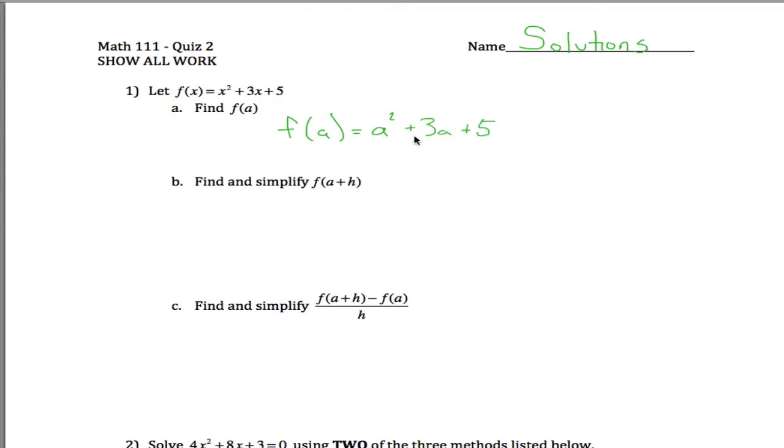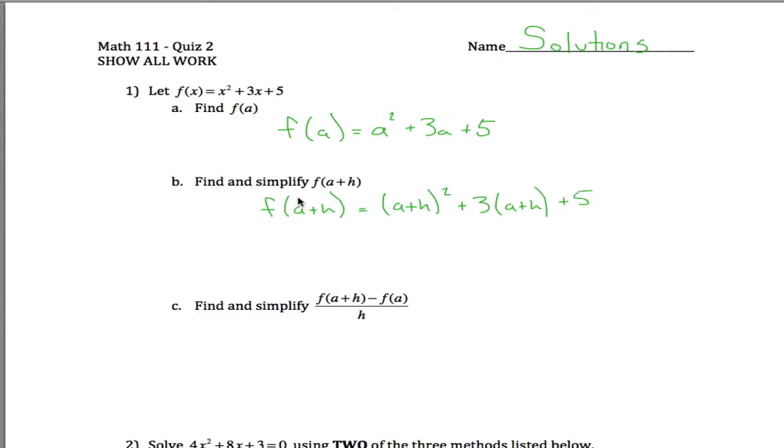So that's really all there is to it. All you're doing is changing all the x's into a's. It gets a little bit more interesting down here when you're trying to figure out f of a plus h. So what you got to do for f of a plus h is you're changing each x into an a plus h. So what used to be x squared is now this entire thing a plus h squared. And what used to be 3x is now 3 times this entire thing a plus h. Then we got the plus 5.